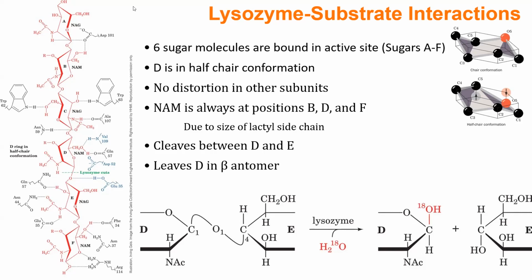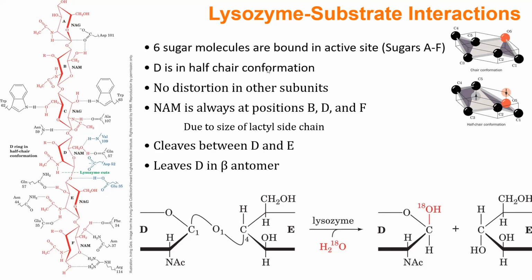Gangliosides? No, they don't cut gangliosides. It destroys NAM, NAG, and peptidoglycan. That's exactly what it does. So lysozyme cuts the peptidoglycan layer, right? And it cuts the sugars in the peptidoglycan layer. And we're going to look at that mechanism.